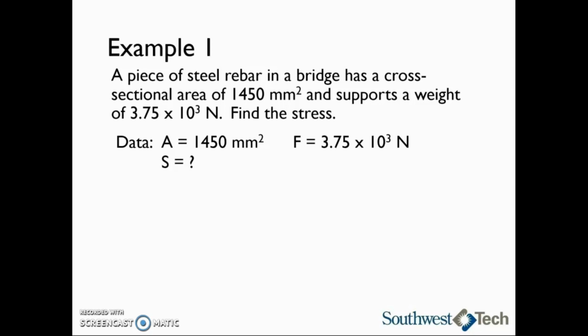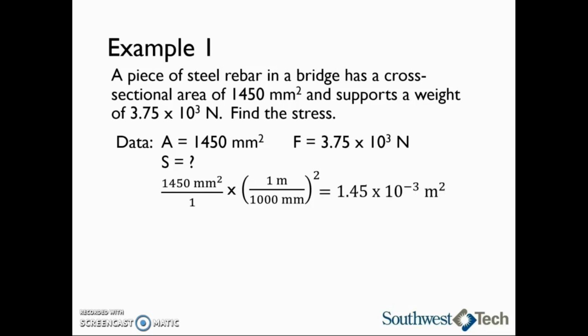To convert square millimeters to square meters, we will first write 1,450 square millimeters as a fraction over 1. We will use the conversion factor that there are 1,000 millimeters in 1 meter. Since we originally have squared millimeters, we are going to square both the numerator and the denominator. This means that 1,450 square millimeters is equal to 1.45 times 10 to the minus 3 square meters.